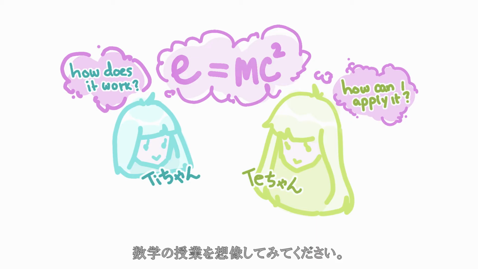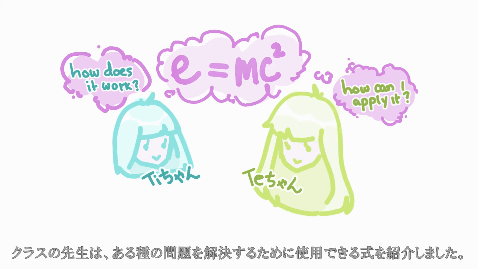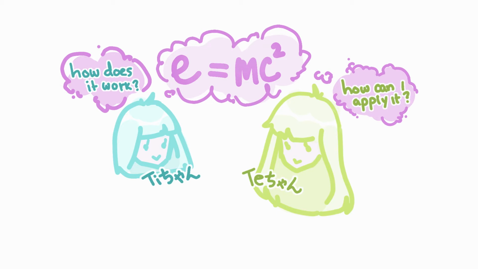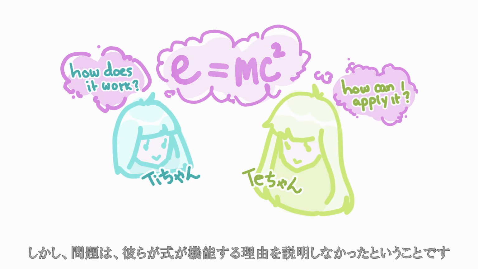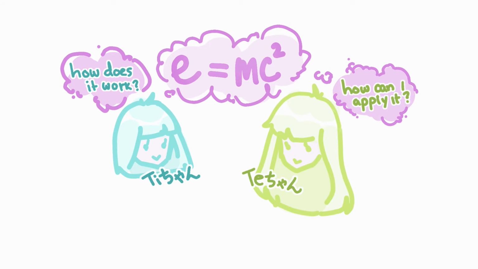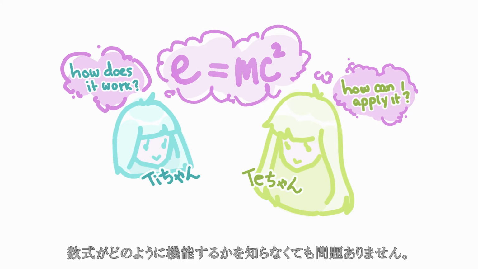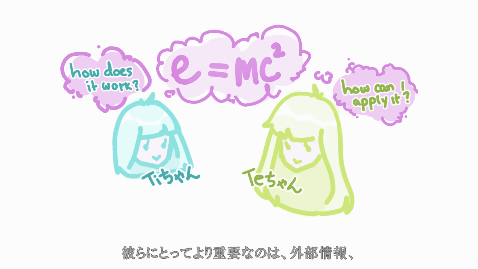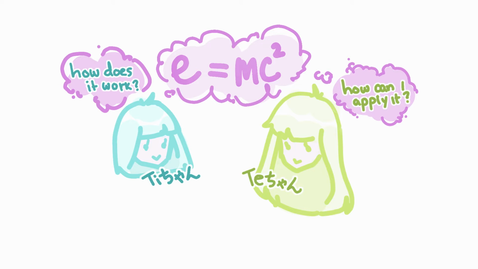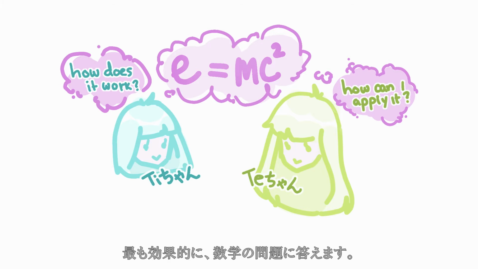Here's an example. Imagine a math class. The teacher in the class introduced a formula that can be used to solve a certain kind of problems. But the thing is that they didn't explain why the formula works. In this sort of situation, TE users, or students, would typically be fine with not knowing how the formula works, since what matters more to them is utilizing external information, in this occasion the formula, to get external results, in this occasion, answers to the math problems, most effectively.